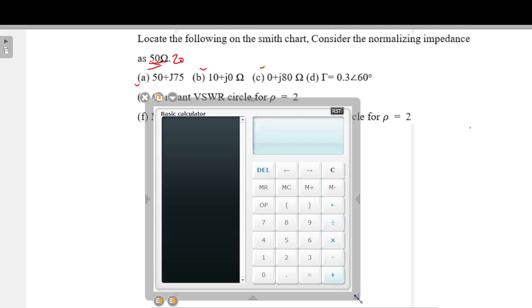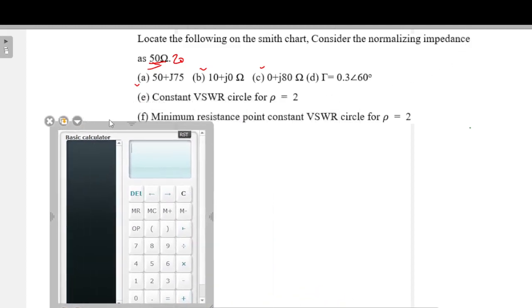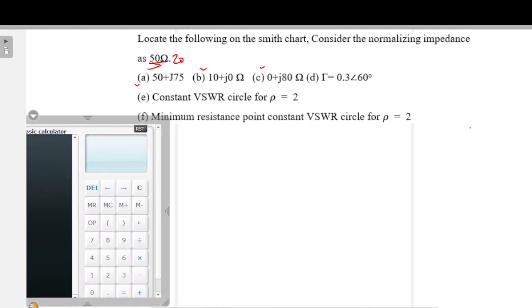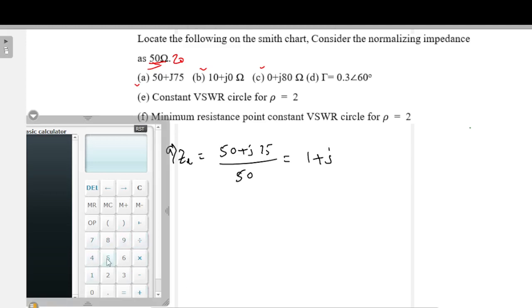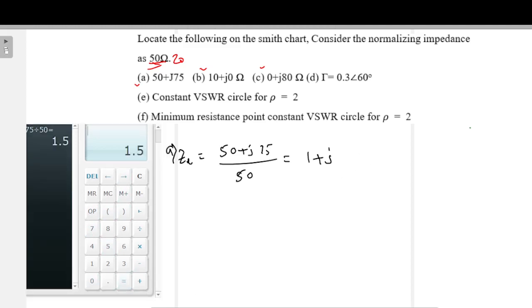For that I will use this simple calculator here, and first we will find the normalized value for each one. So first, part A: the normalized value will be 50 plus J75 divided by 50 ohm. So 50 divided by 50 is 1 plus J, and 75 divided by 50 is 1.5, so J1.5. Okay, so this is the first one.